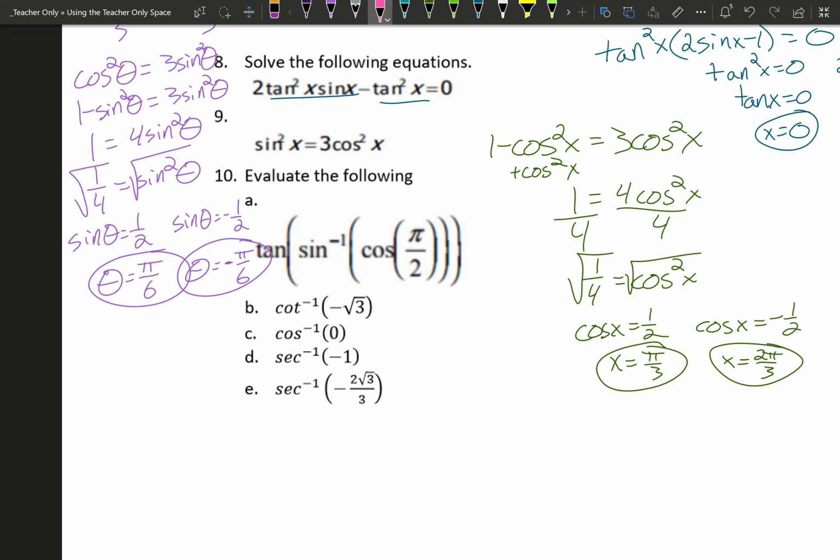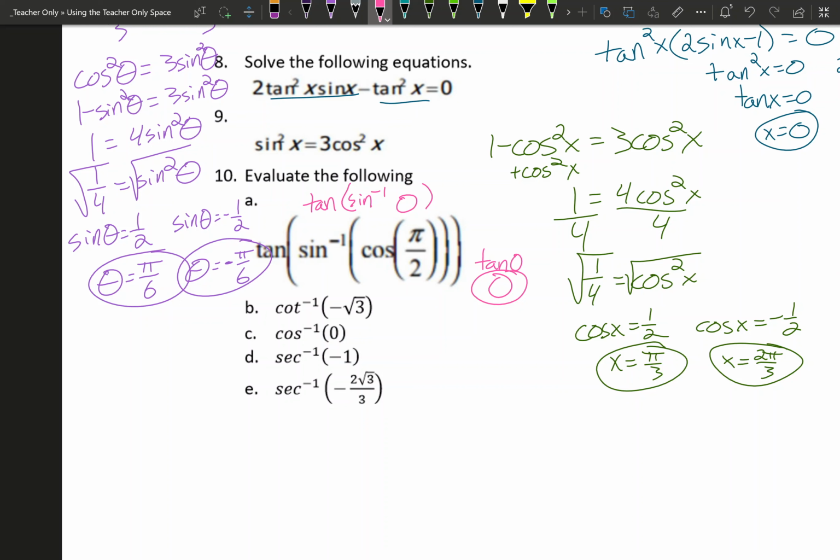With this one, it was the same 10a on both versions. We start on the inside out. So cosine of pi over 2 is 0. So now we have an expression that is tangent of sine inverse of 0. Sine inverse of 0 is 0. So then tangent of 0 is 0.